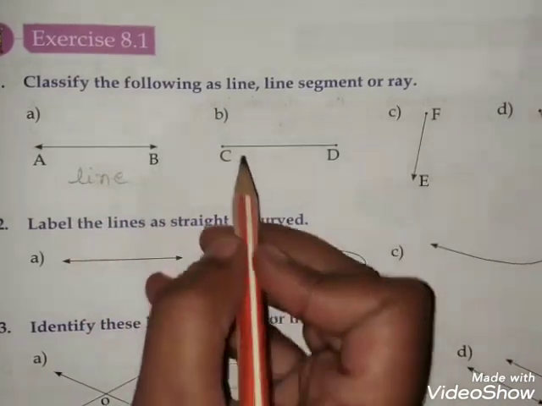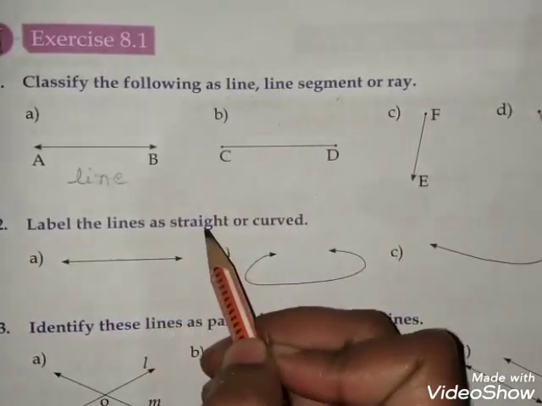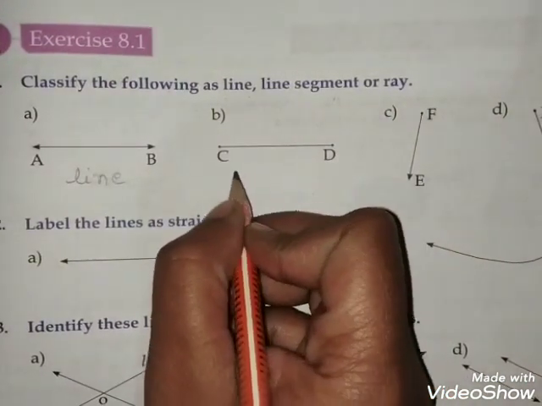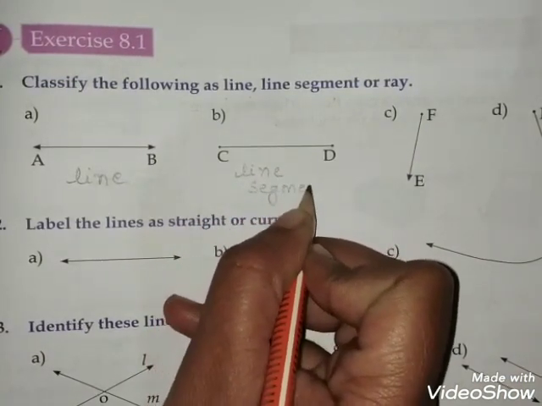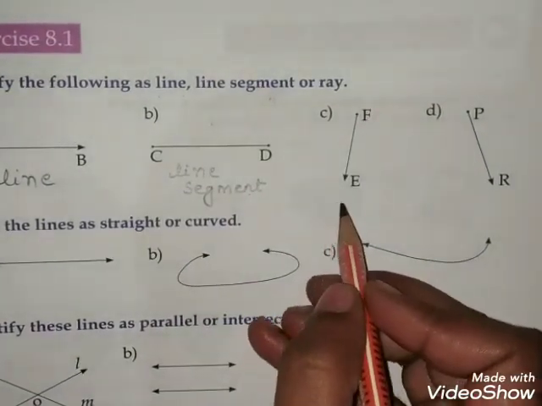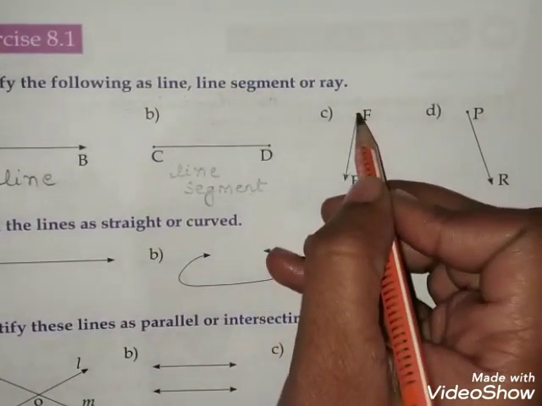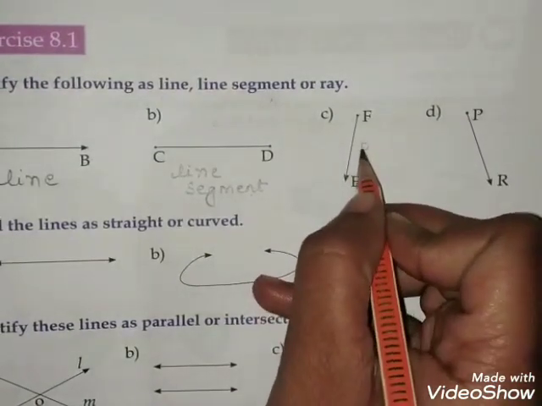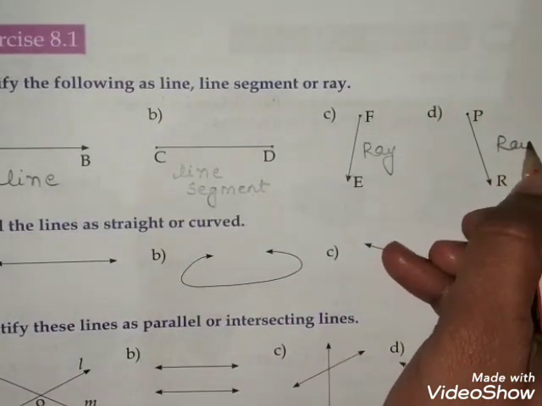Okay, now in question number B we can see that there is no arrow at both the ends of this line. It means this is line segment. Okay, now in question number C we can see that there is only one side arrow and it is one starting point. It means it is ray here. And in question number D also it is ray here.